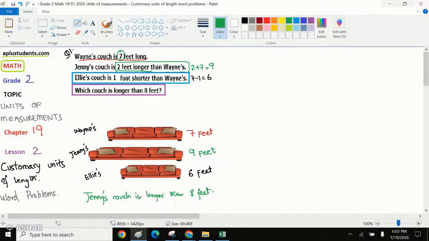Do we agree on this? That Jenny's was 2 feet greater than Wayne's. That means 7 plus 2. 7 plus 2 would be 9. That means Jenny's couch length was 9 feet. And we had to find which one is greater than 8. So we can simply compare. We can say 7 is not greater than 8. 6 is not greater than 8. But 9 is greater than 8. Agreed? Okay. If we agree, I'll move on to the next question.